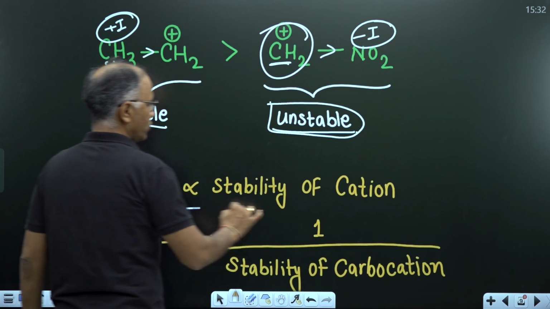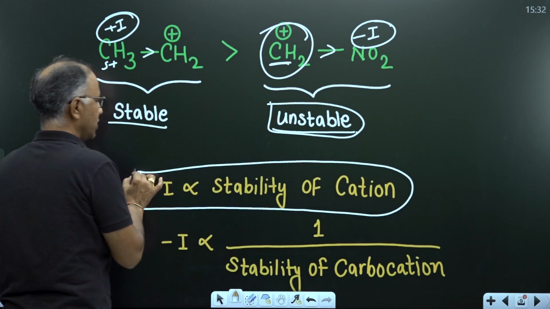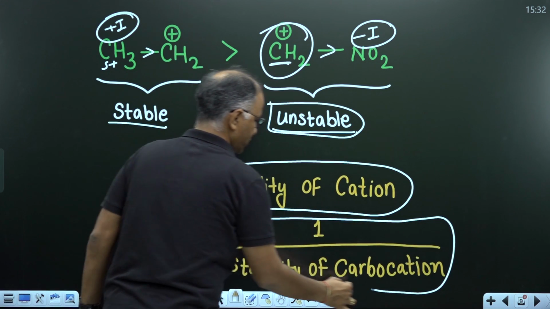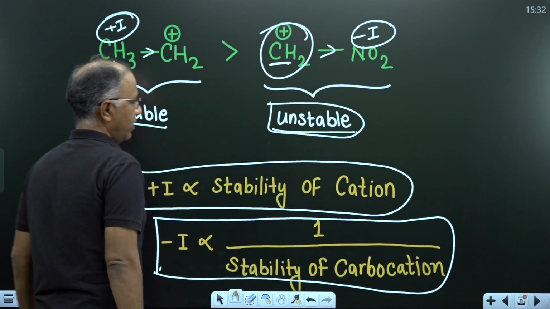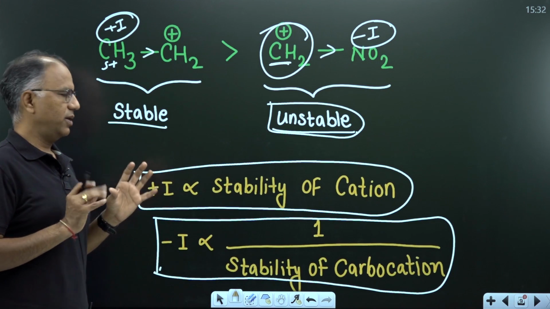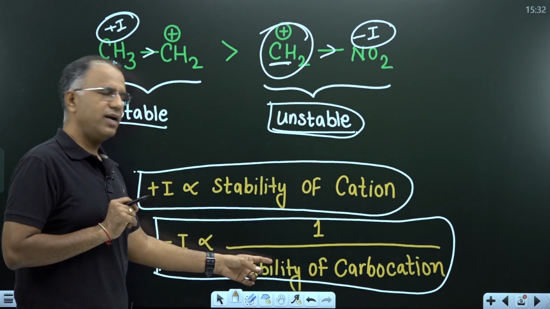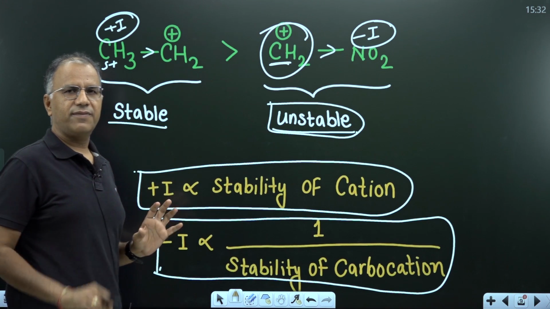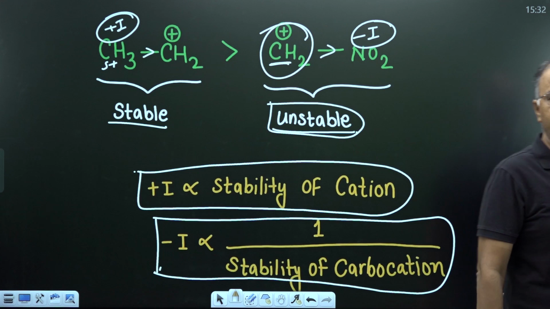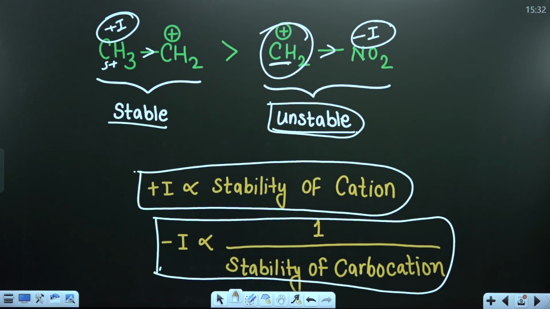So write these 2 points: plus I is directly proportional to the stability of the cation, and minus I is inversely proportional to the stability of the cation. This means the carbocation and plus I must be nearer to each other, and minus I and the carbocation must be away from each other. Got it? So write in your notes: plus I is directly proportional to stability of cation, minus I is inversely proportional.